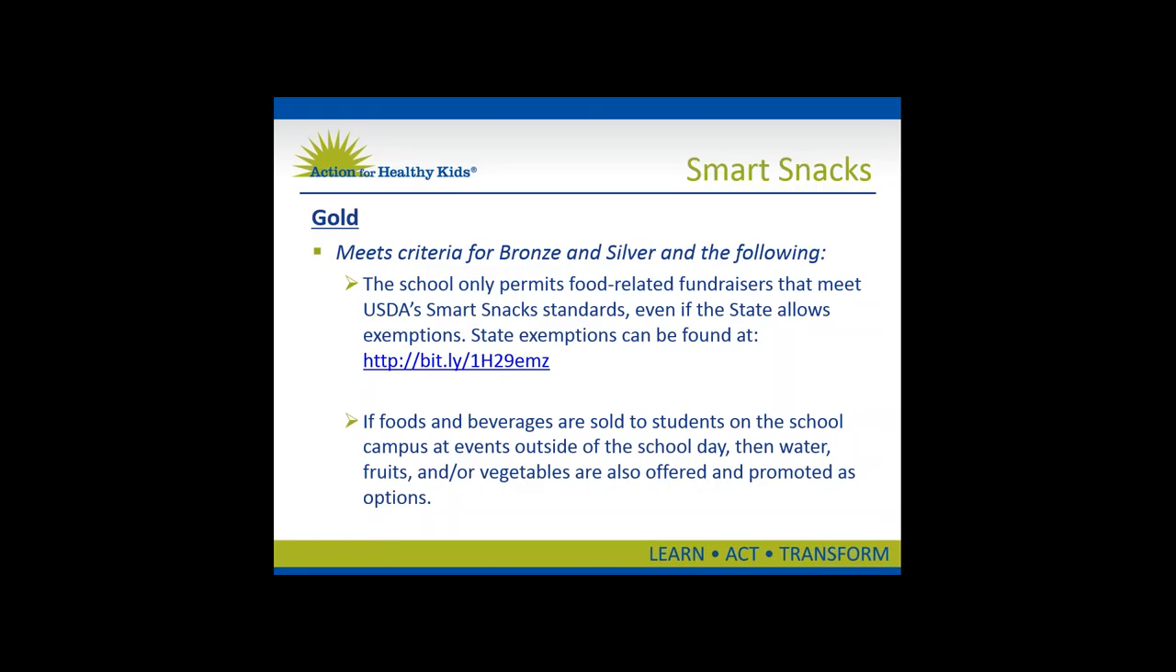The second thing that these schools must do if they're applying for the gold level is that if foods and beverages are sold to students on the school campus at events outside of the school day, such as a sporting event or after school activity or award ceremony, then water, fruits, and or vegetables are also offered and promoted as options. In order to apply for this level, schools must provide evidence of a written school policy and or instructions for those that sell foods to students on the school campus.